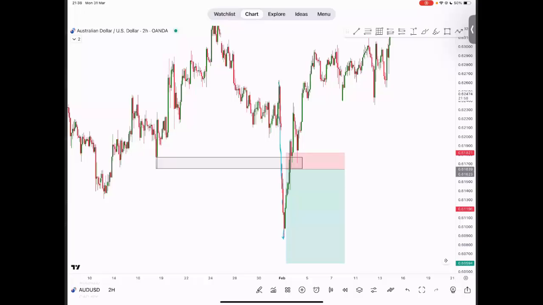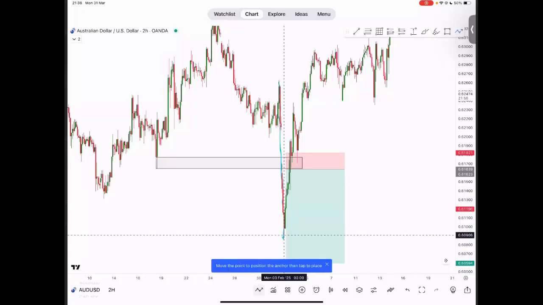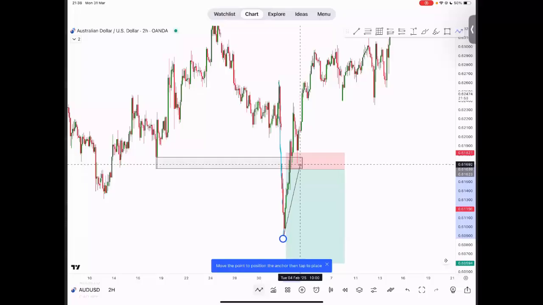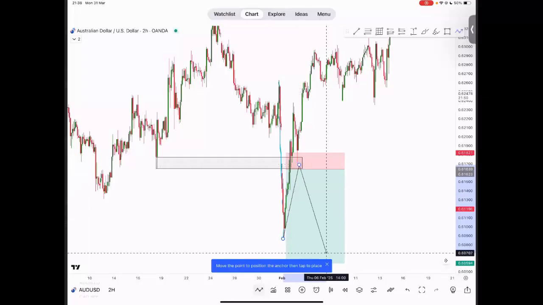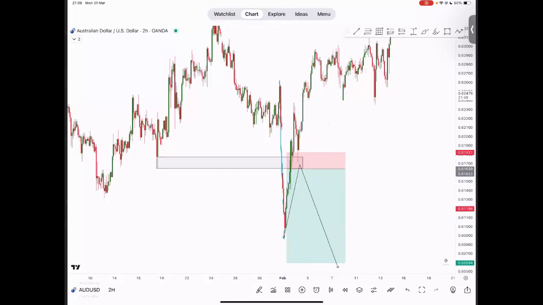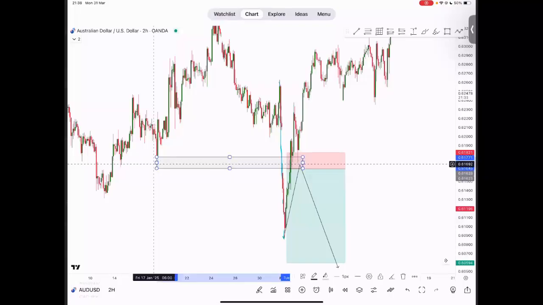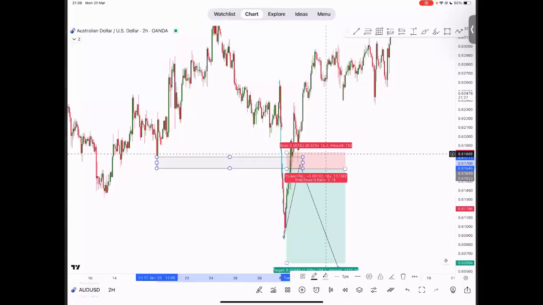Now, if the breaker block had played out, this is what it would look like. Price mitigates the breaker block and sells to the downside. Because I told you that a bullish order block creates what? Bearish breaker blocks. And bearish order blocks create what? Bullish breaker blocks. Right? So in this case, since it was a demand level, or a bullish order block, that was filled, it is going to create what? A bearish breaker block.